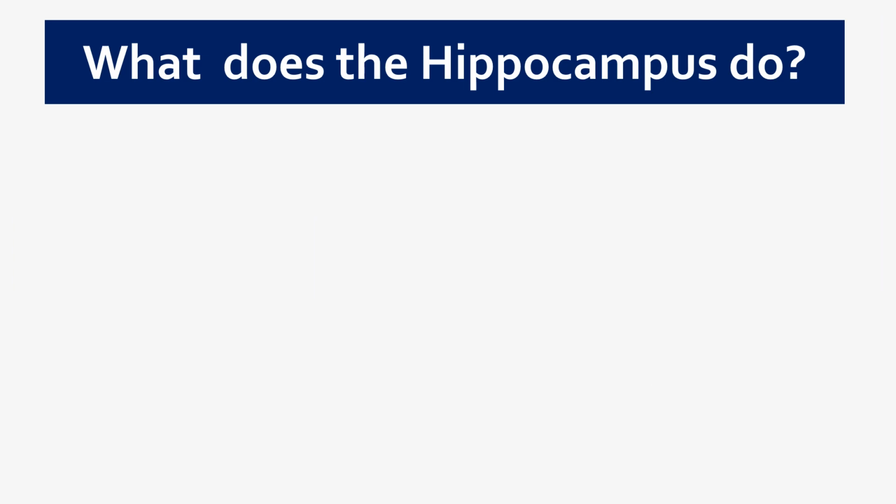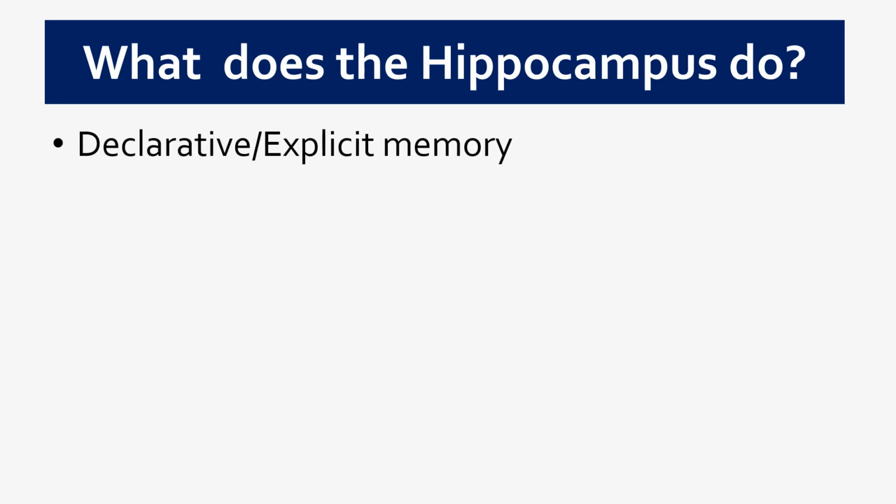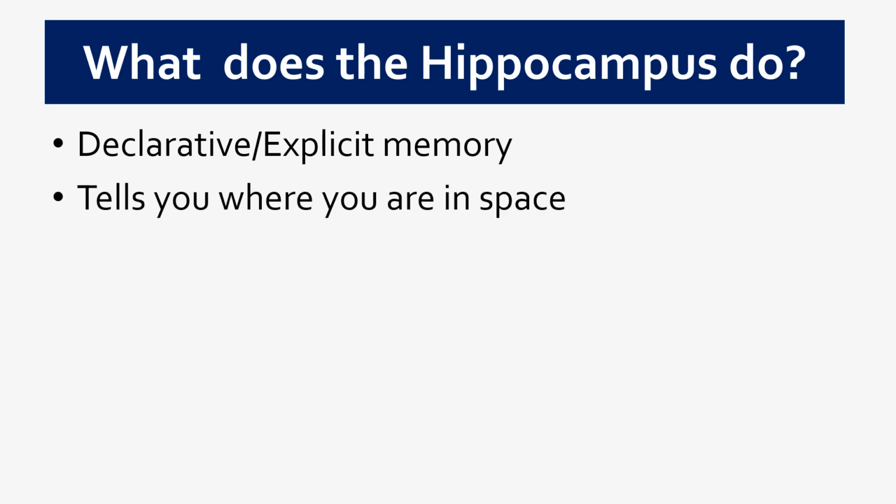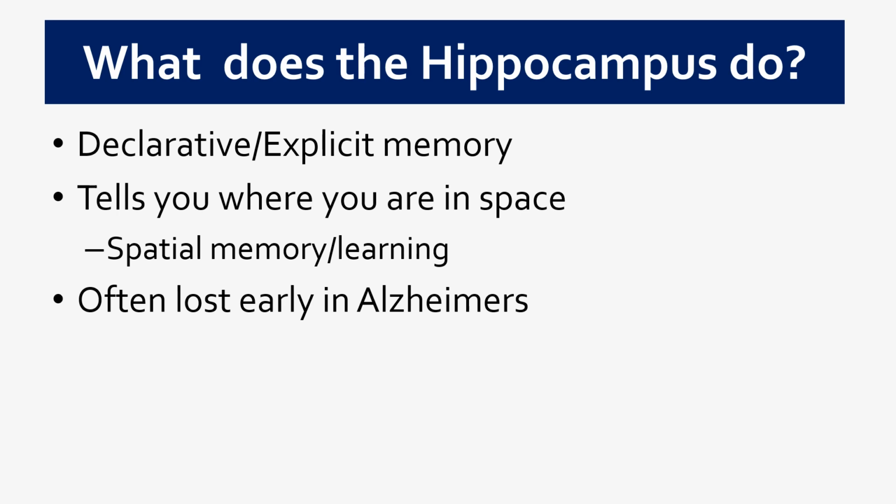What does the hippocampus do? It is the storage site for declarative and explicit memory. It's also really important for spatial memory, which we're not going to talk about too much more in this video. Hippocampus tells you whereabouts you are in the world. What's up, down, left and right, and so on. The hippocampus is often lost early in Alzheimer's disease, and you could probably figure that out for yourself, knowing that it's important for memories of facts and experiences, and also for spatial memory.